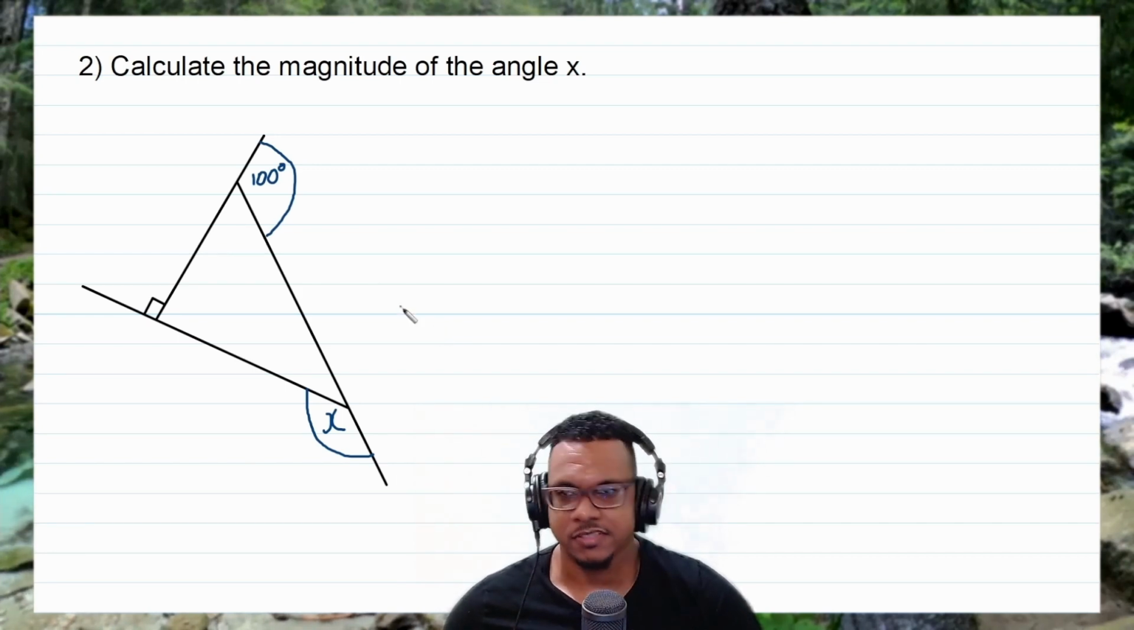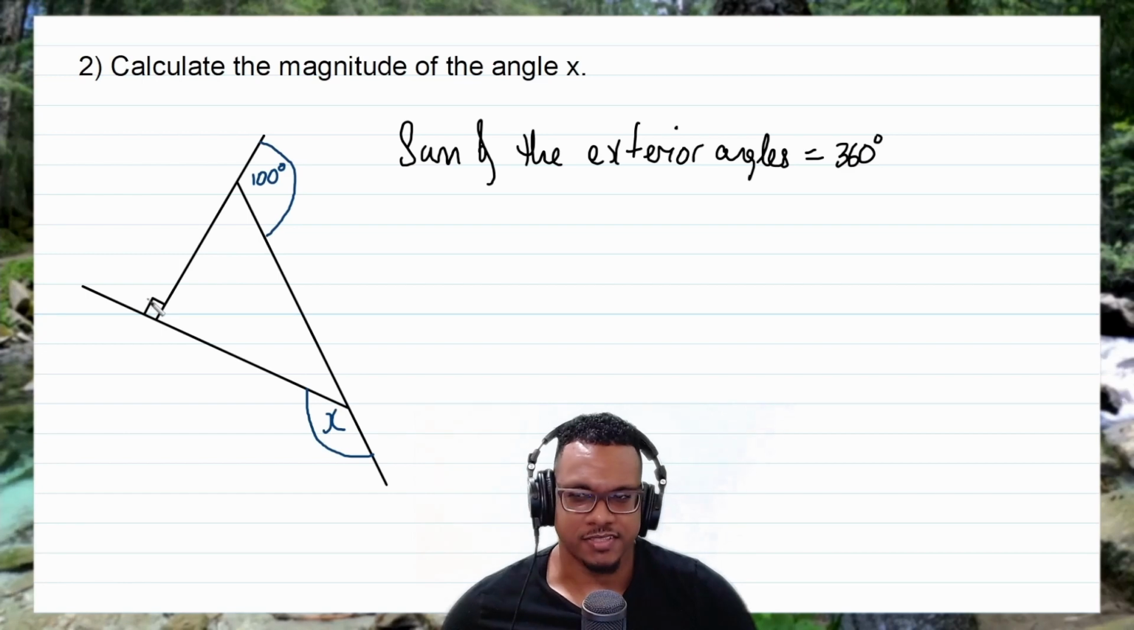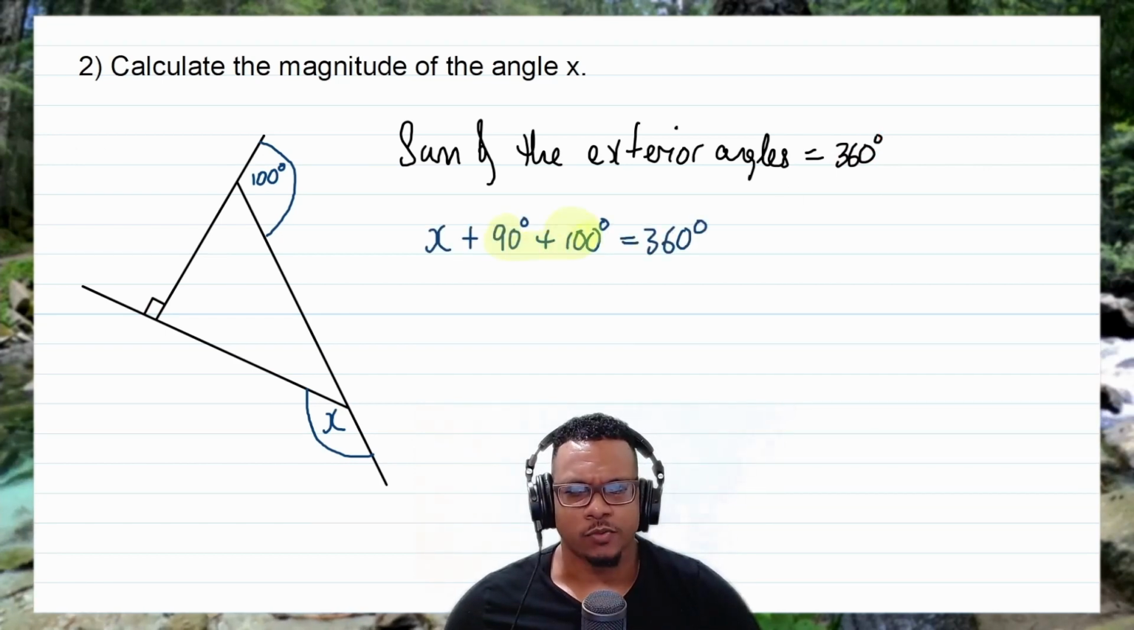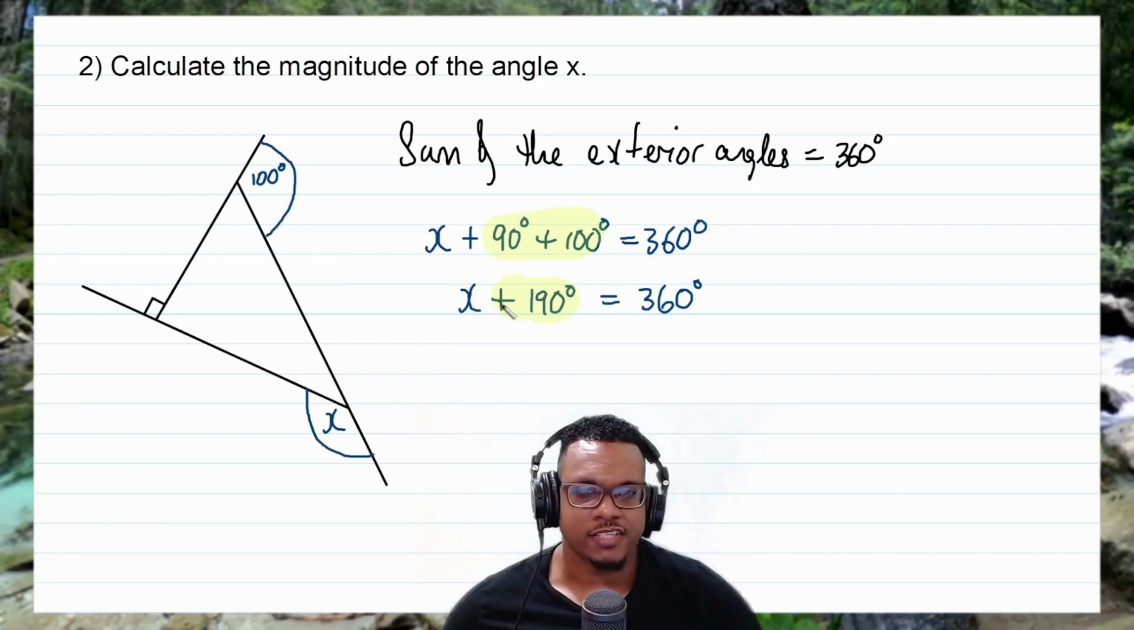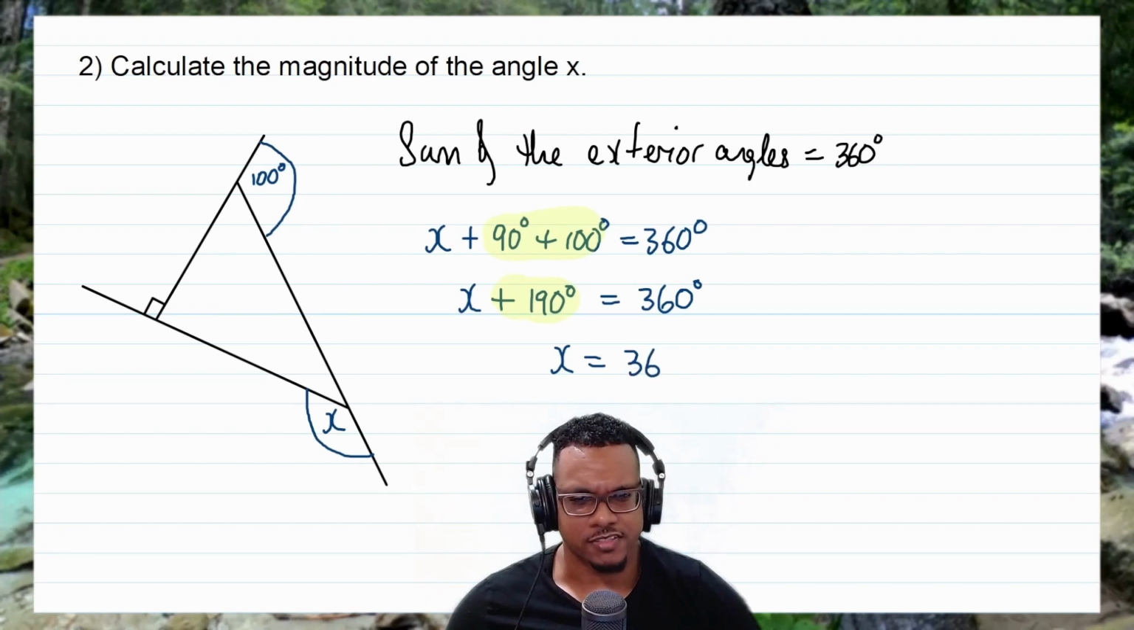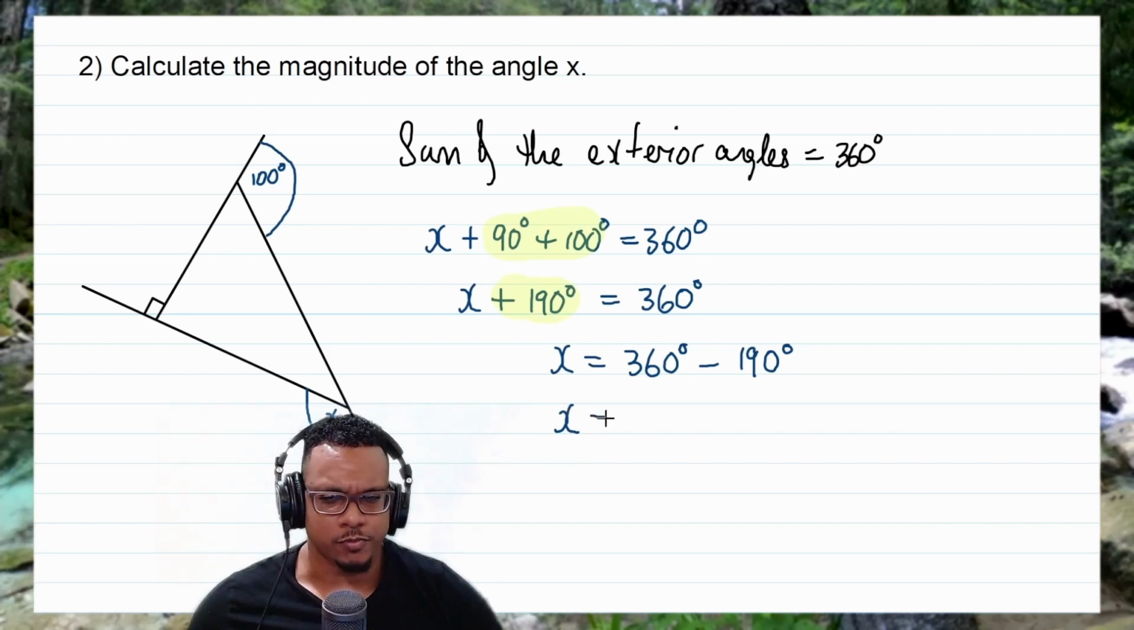360 degrees. So what we'll have is x plus 90 degrees plus 100 degrees would equal 360 degrees. So now I'll add up the 90 and the 100, and I'll get x plus 190 degrees is equal to 360 degrees. So now I'll just transfer this positive 190 degrees across to the right hand side, and it will turn to negative 190 degrees. So I'll have x is equal to 360 degrees, take away 190 degrees. So x will be equal to 170 degrees.